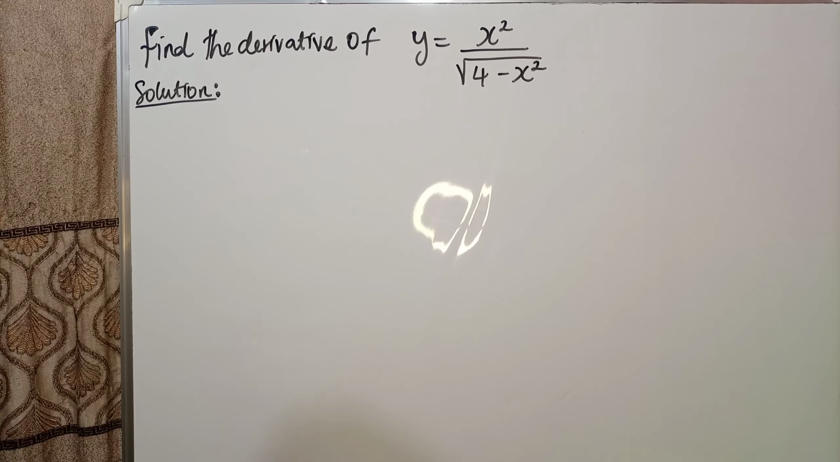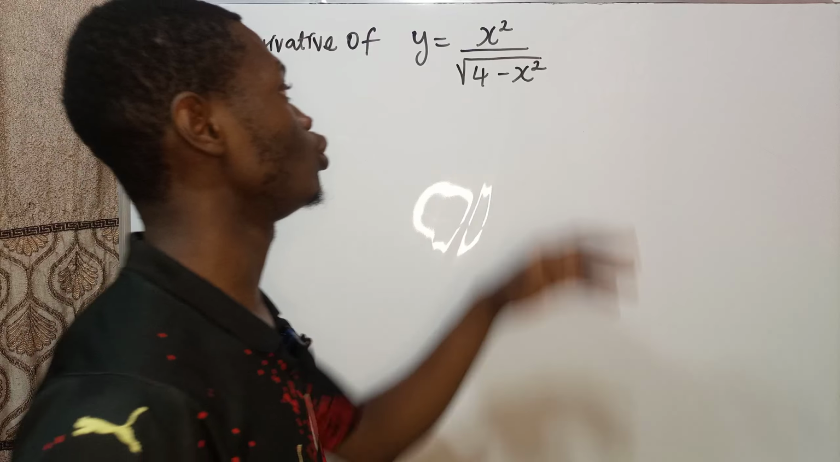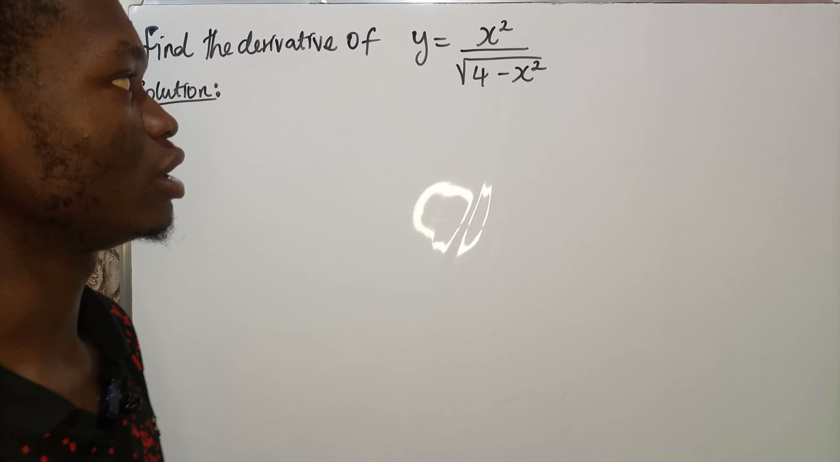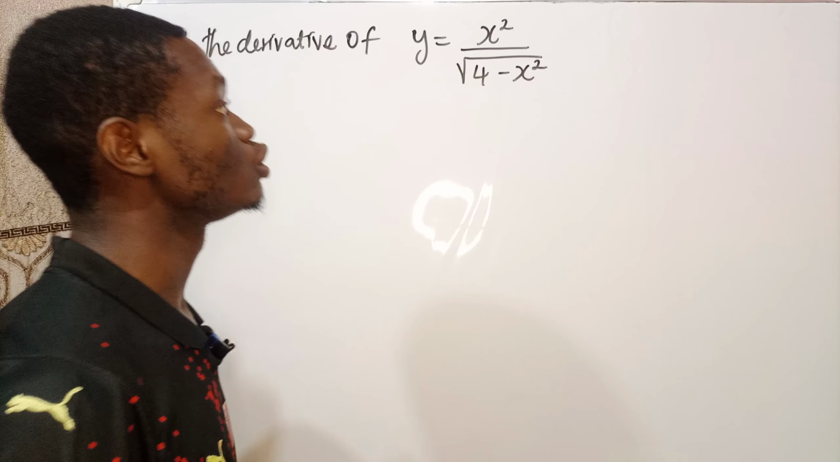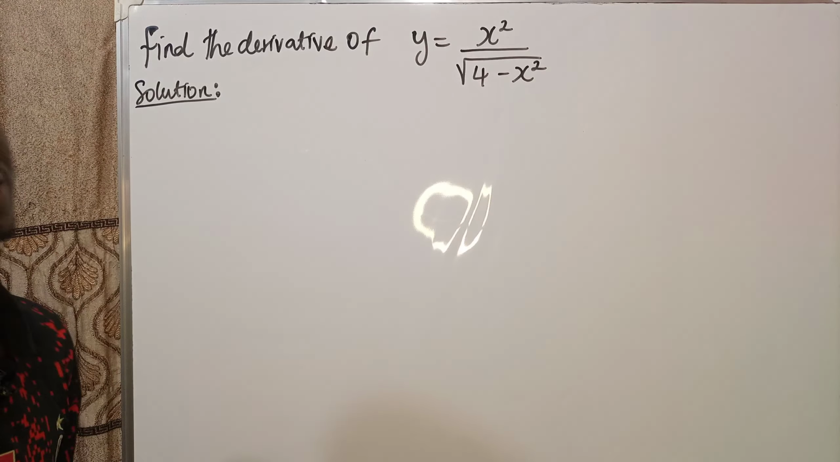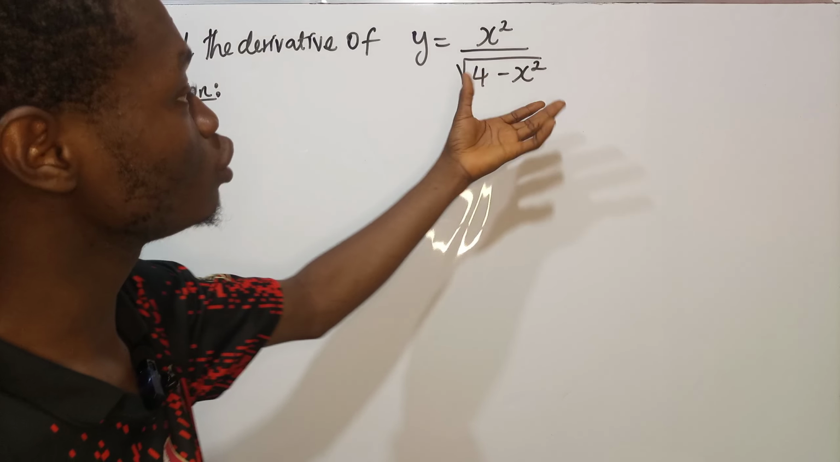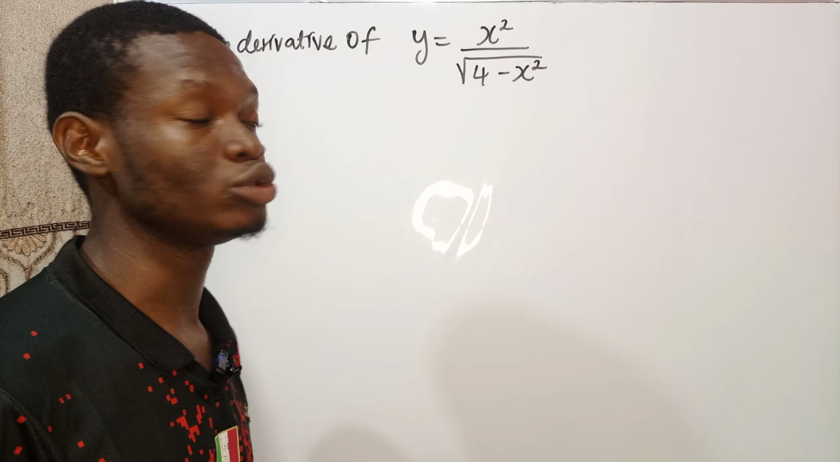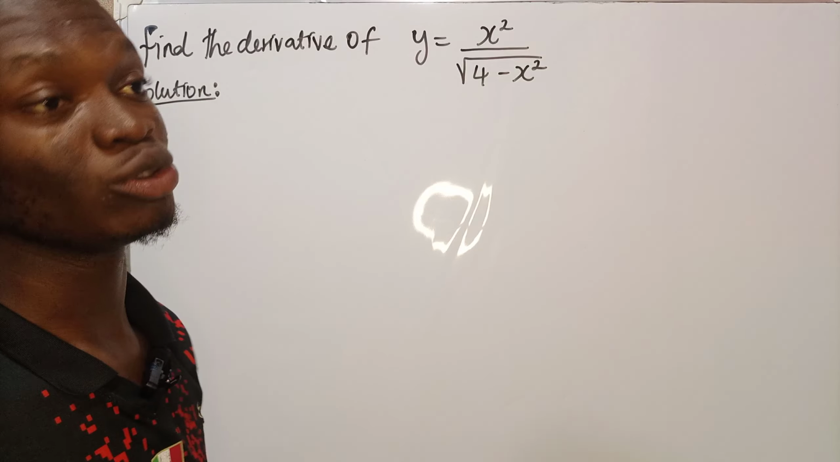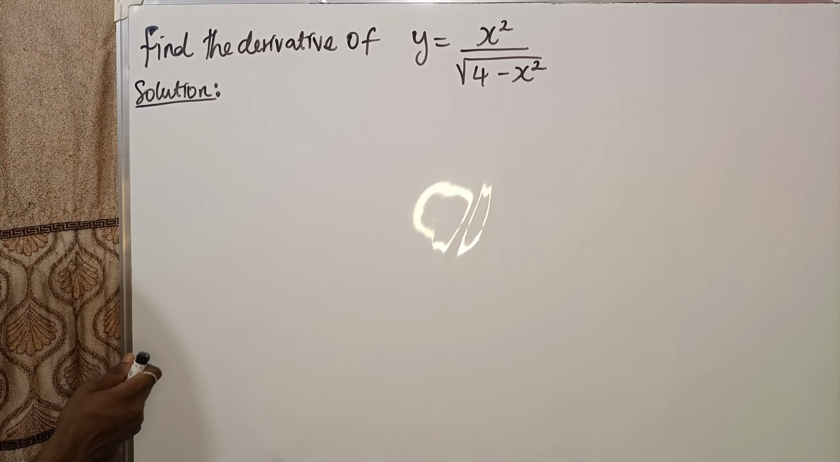Let's find the derivative of y equals x squared all over the square root of 4 minus x squared. So this is differentiation, and if you want to know the formula you're going to use, you are going to use the quotient rule, because it's division.